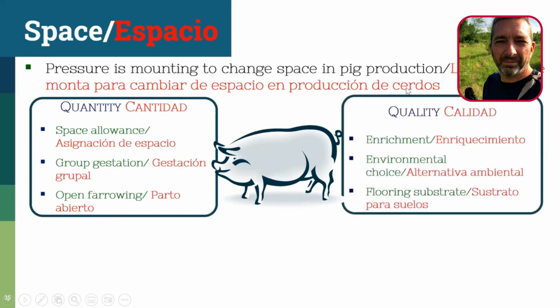And it's not until we actually begin to think about the quality of that space that we begin to really improve the welfare of the pigs. So we need to think about enrichment. We need to think about environmental choice. Clearly, where we have that fully bedded system, we get some environmental choice. And we need to think about that flooring substrate. If we're keeping pigs in housing environments where we cannot begin to put in bedding, then that's always going to be a bit of an issue.